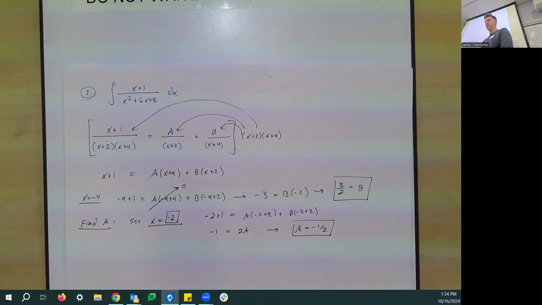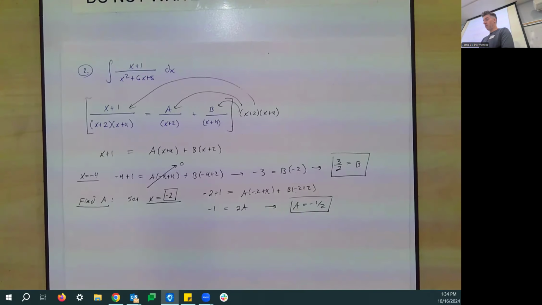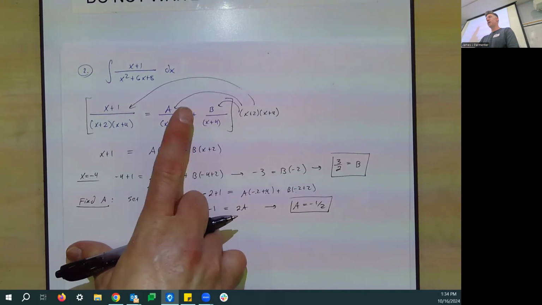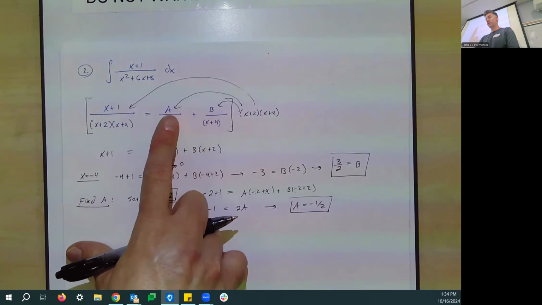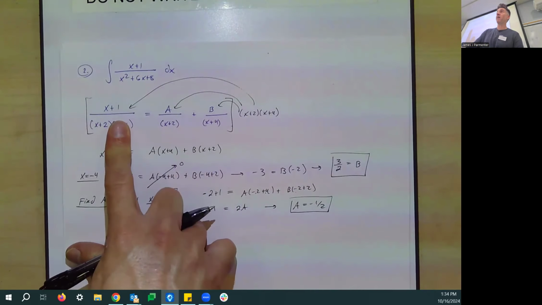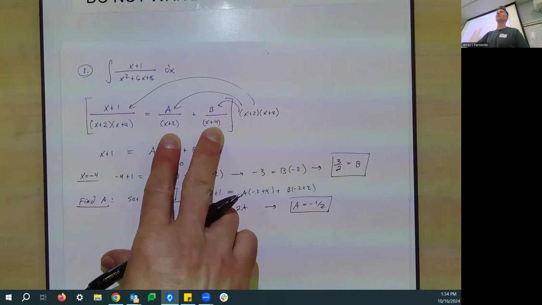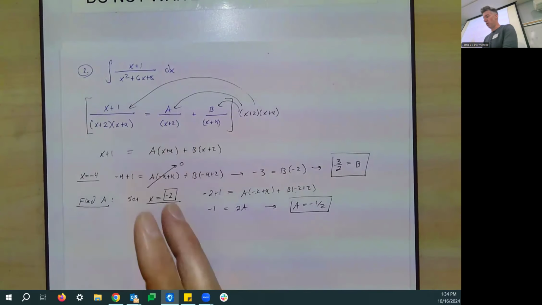I will point out, this is the only time I'll probably do this, that setting a equal to -1/2 and b equal to 3/2 means that when you add these two expressions together, you're going to get this back. That's the whole point of this, we're showing that this thing here is equal to these two easier to integrate pieces. Let me show you.